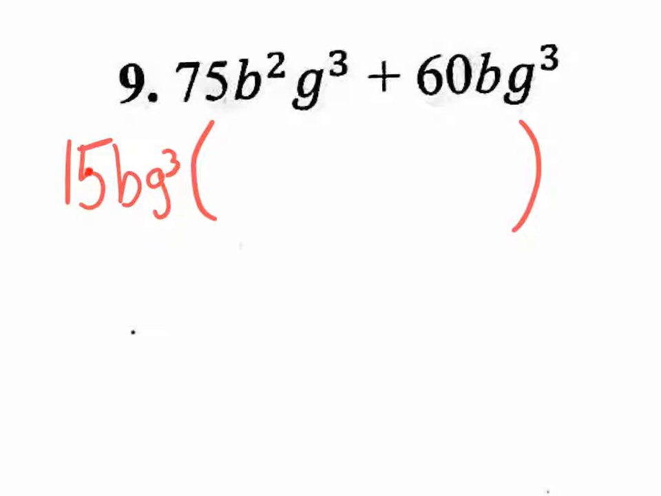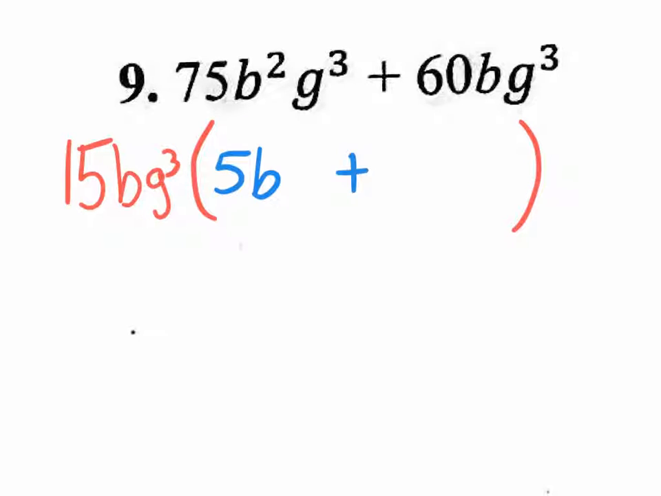Now 15 times what gets us back to 75? 15 times 5 gets us back to 75. And then b times what gets us back to b squared? You need a b right there. And the g's, it's already taken care of, right? G to the third times, you could put a 1 right here, but that would be pointless. We already have the g to the third, right? So let's move on to the next term.